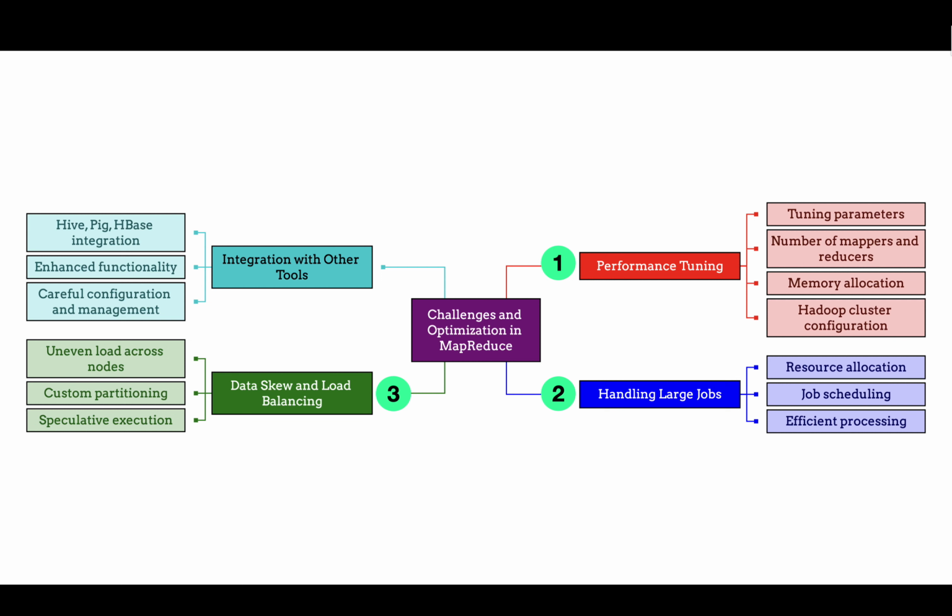3. Data skew and load balancing. Data skew can lead to uneven load across nodes. Techniques like custom partitioning and speculative execution can help balance the load. 4. Integration with other tools. Integrating MapReduce with other Hadoop ecosystem tools like Hive, Pig, and HBase can enhance functionality and ease of use but requires careful configuration and management.